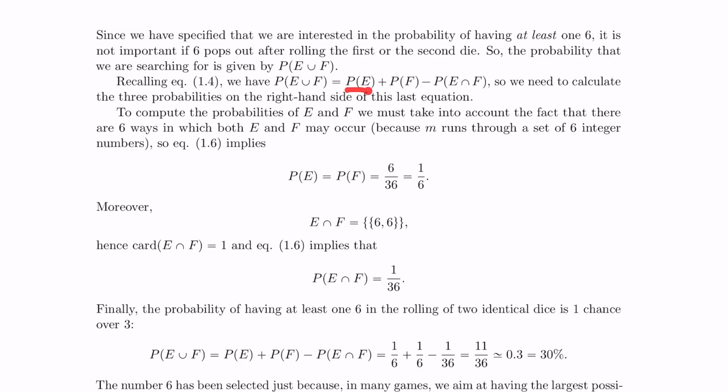So we have computed this probability and this probability. Now we have to compute this probability here. In order to do that, we observe that the intersection between E and F is just the couple 6, 6. Since we have just an element in this set, we have that its cardinality is 1, and so again, thanks to this equation, we have that the probability of the intersection between the two events is just 1 over 36.